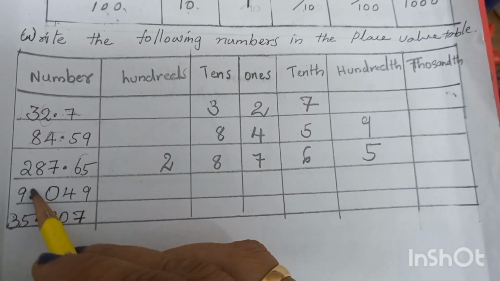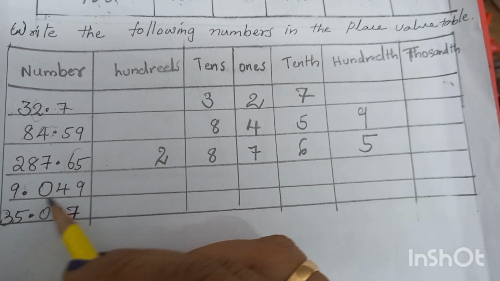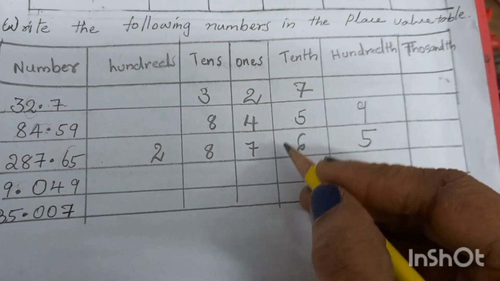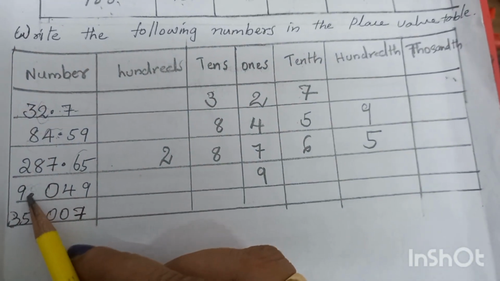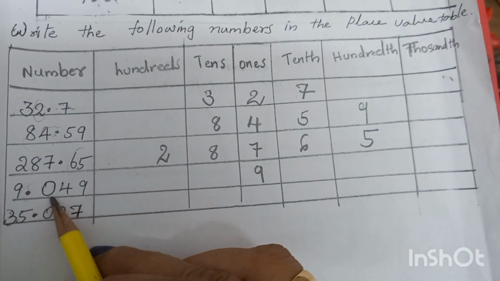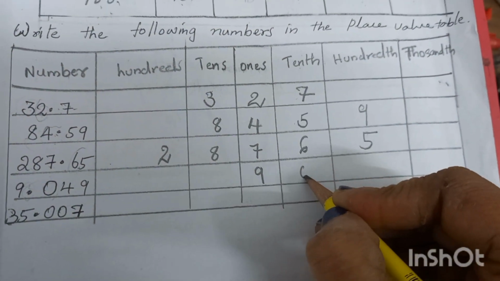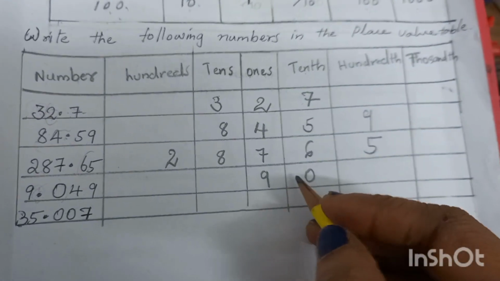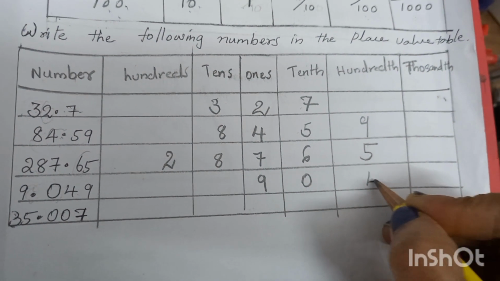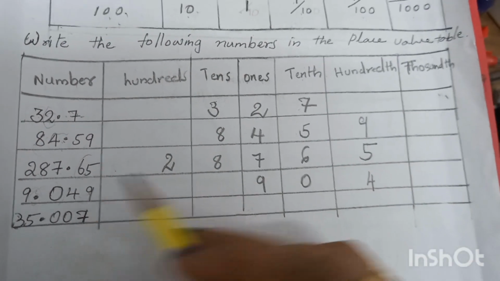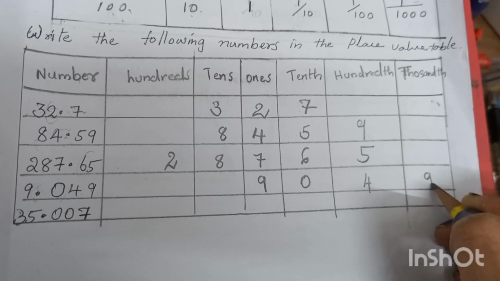The next one, 9.049. So how can we write this number? 9 is in the ones place, so we have to write 9 in the ones place, and after 9 what comes? 0 is in the 10th place, so we have to write 0 over here in the 10th place, and 4 is in the 100th place, and 9 is in the 1000th place, isn't it?